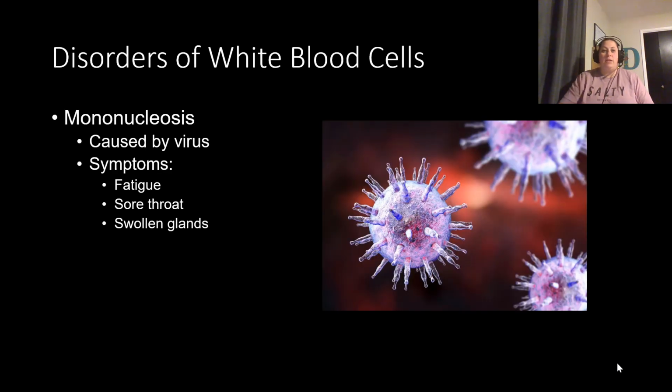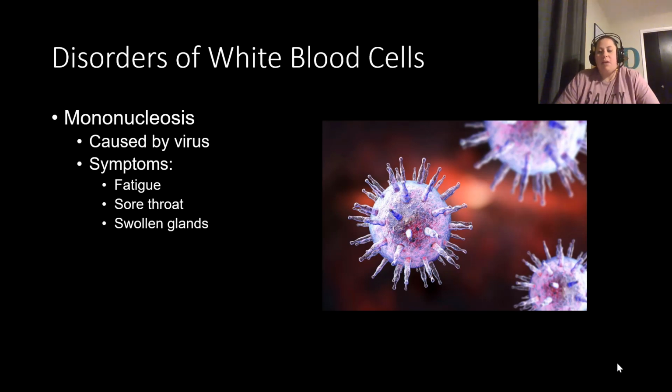All right, now we're going to switch gears and go to disorders of the white blood cells. So one that we want to look at is called mononucleosis. Mononucleosis is caused by a virus. Specifically, this is the Epstein-Barr virus that causes mono. So this is known as mono, or the kissing disease. Symptoms here are fatigue, sore throat, and swollen glands.